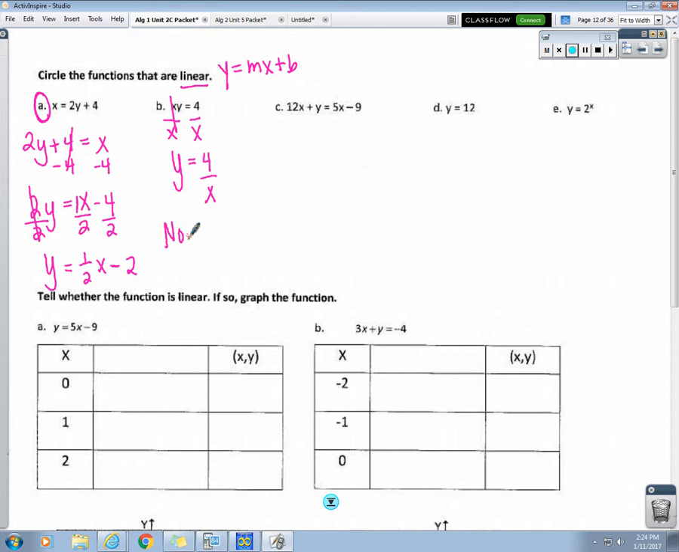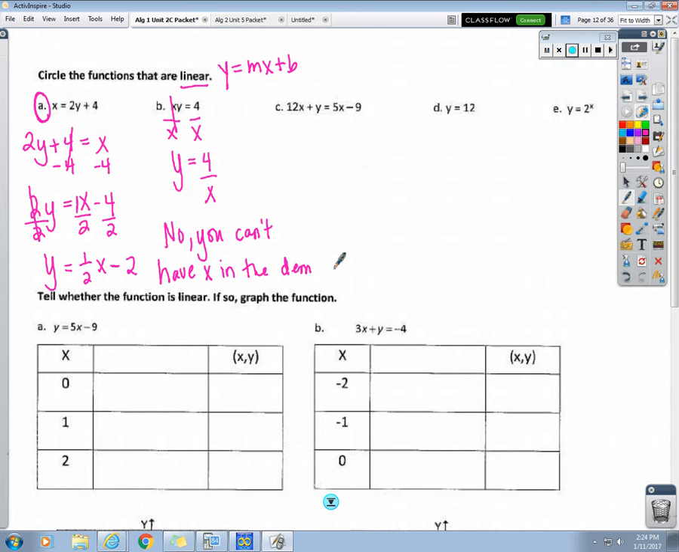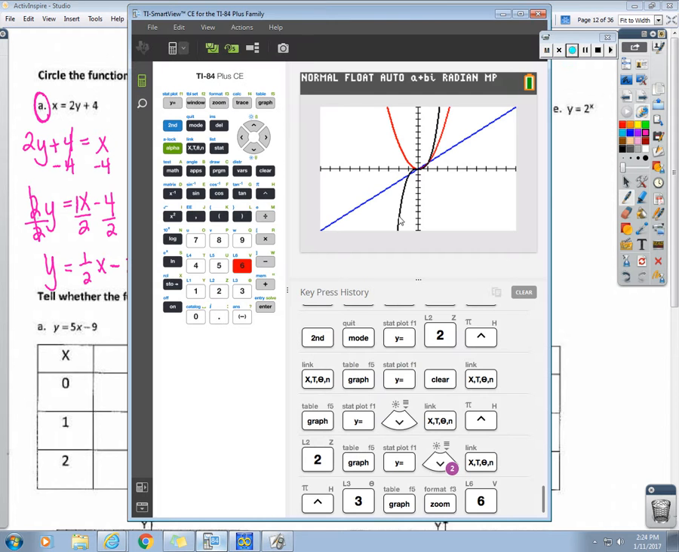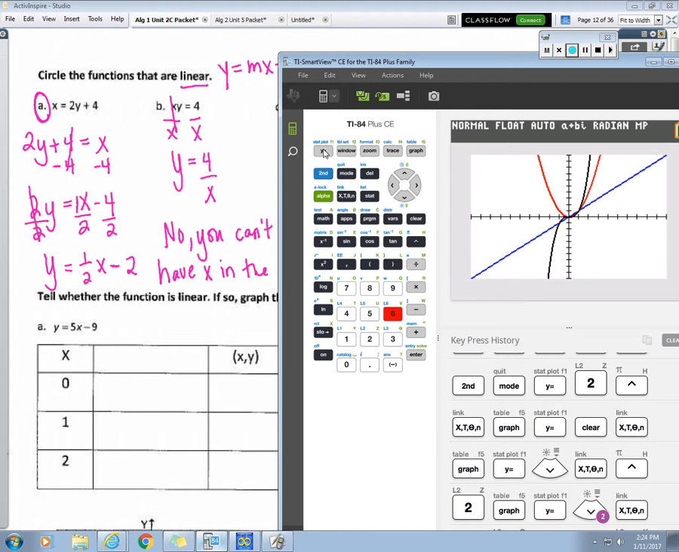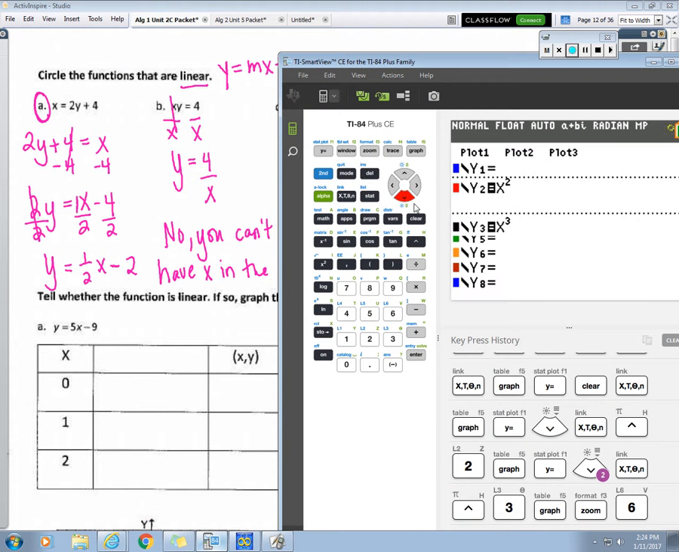No. You cannot have x in the denominator. If you have x in the denominator, it's not a linear function. It's what we call a rational function. And let me show you what it would look like if you graphed it. If you're ever having trouble, you just need to graph these and see what they look like to know if they're linear or not.